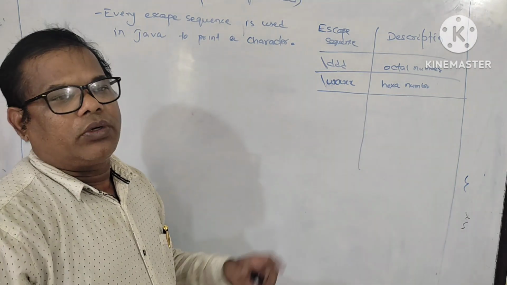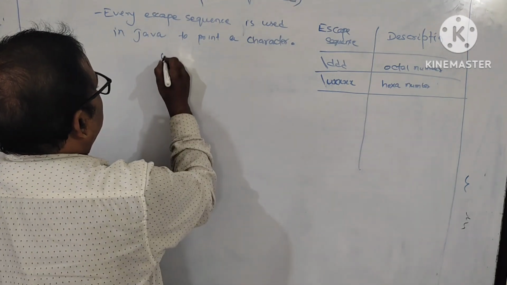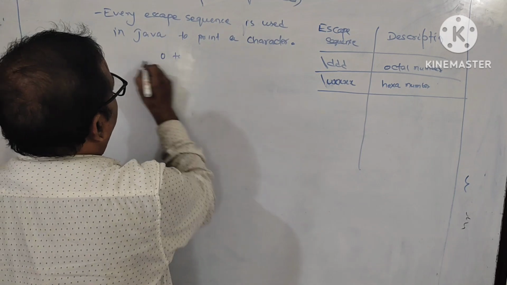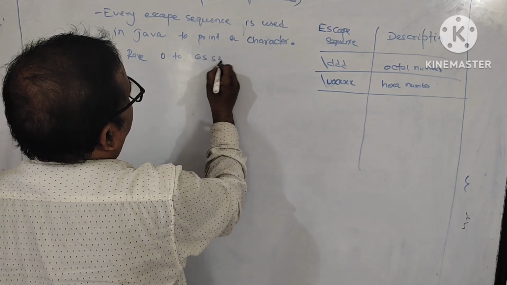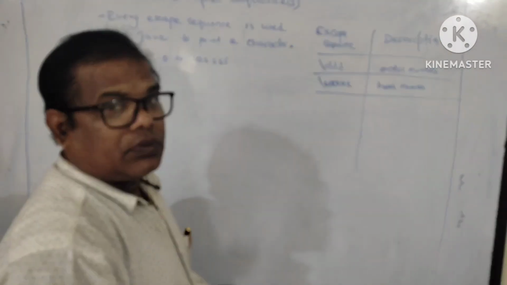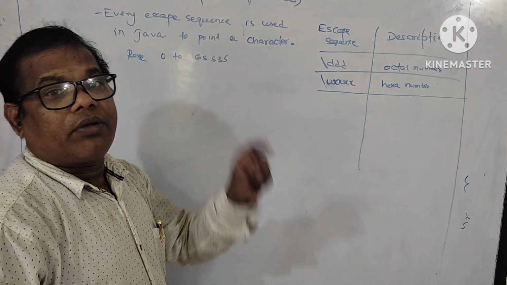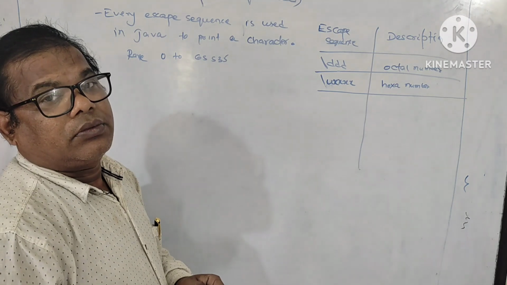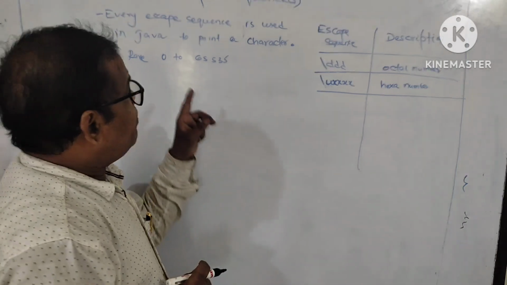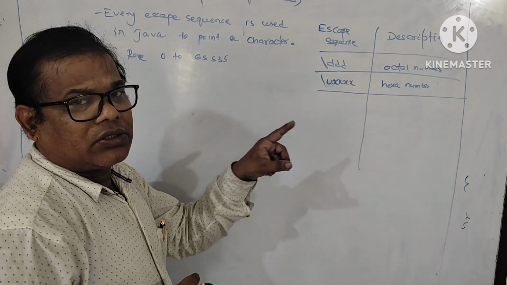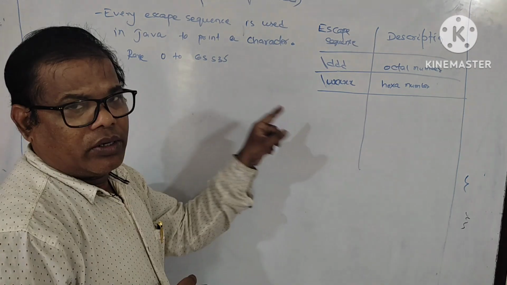Actually, Java supports Unicode, which has a range from 0 to 65,535. There are 65,536 characters. Even beyond this there are some characters which could not fit into 2 bytes, and that I will also discuss here.